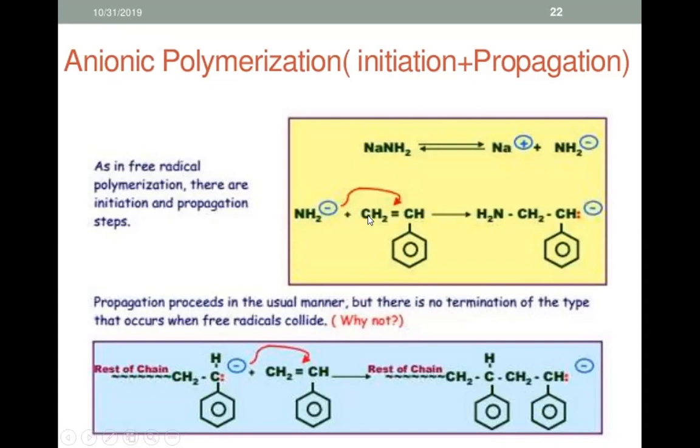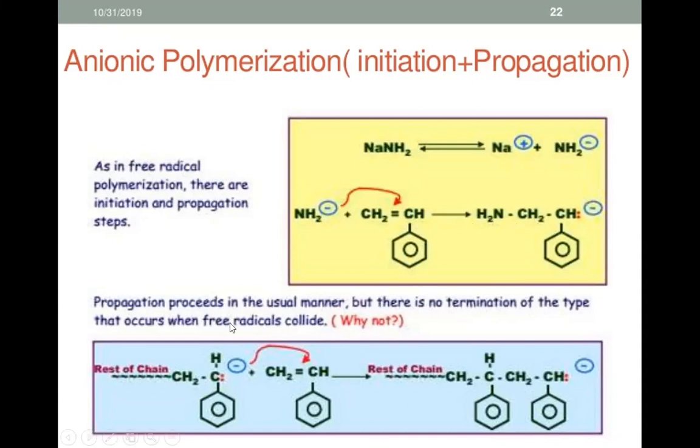And this positive charge carbon will form a bond with NH2, and the two electrons of this bond are left over on this carbon atom, like this, and the negative charge will be there. So, in this way, carbanion will be generated in the first initiation step.